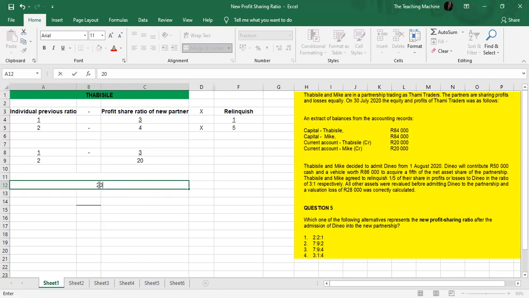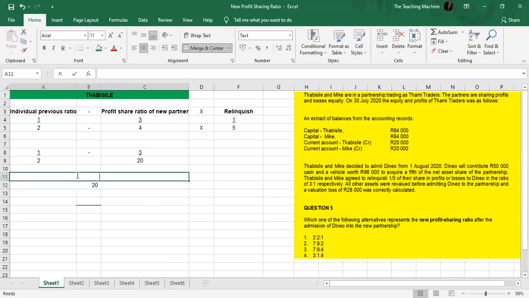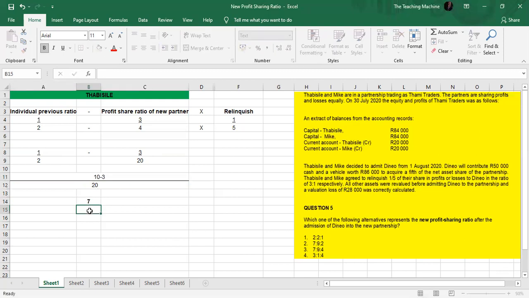So 2 into 20, it goes 10 times. I'm going to say 10, and then 10 times 1, it's 10. So check, 2 into 20 goes 10, then 10 times 1 is 10. 20 into 20 is 1, and 1 times 3 is 3. What is 10 minus 3? Probably 7/20. So this will be the new ratio for Tabisile.